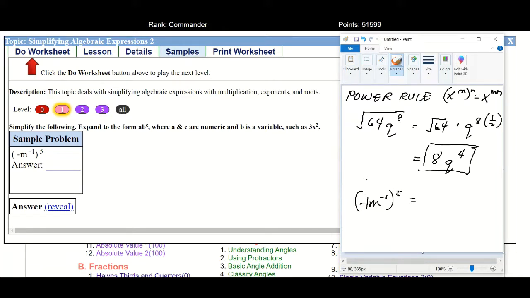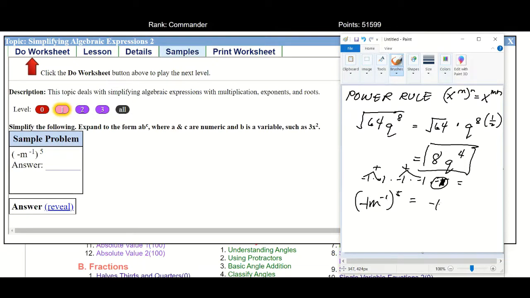Negative 1 to the 5th. Negative 1 times negative 1 times negative 1 times negative 1 times negative 1. Ito, dalawang negative, positive na yan. Ito din, dalawang negative, positive na yan. May isang naiwan kang negative, so ibig sabihin, negative 1 to the 5th is negative 1.